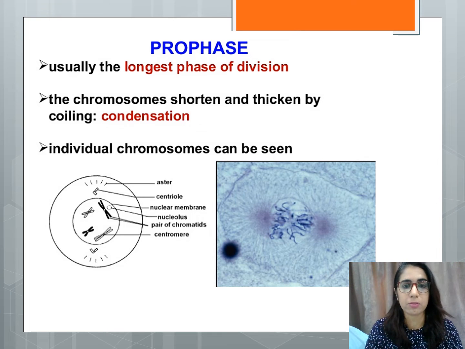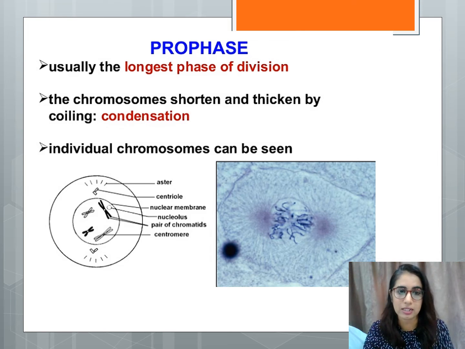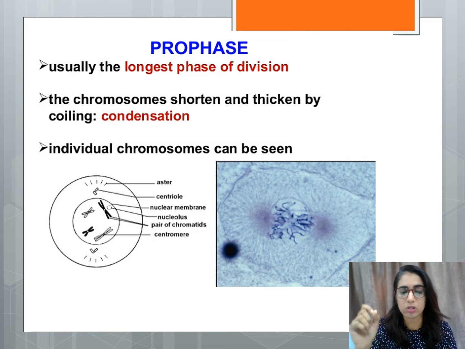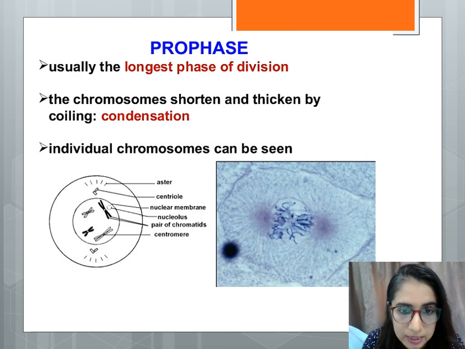Prophase is usually the longest phase of division. The chromosomes shorten and thicken by coiling. Condensation happens. Condensation means chromosomes shorten and thicken, and the individual chromosomes can be seen. They are no more in chromatin form. They are no more coiled. So each chromosome can be seen.